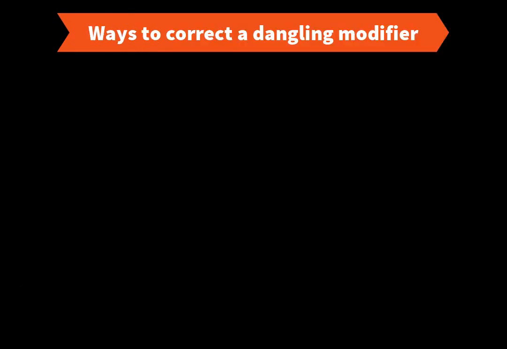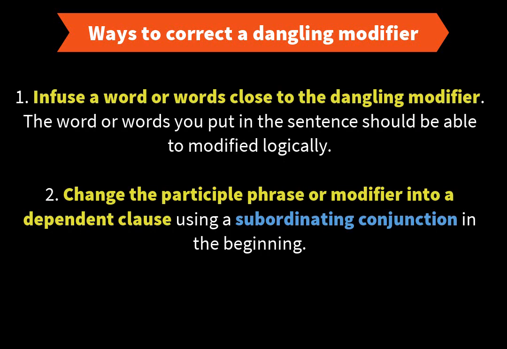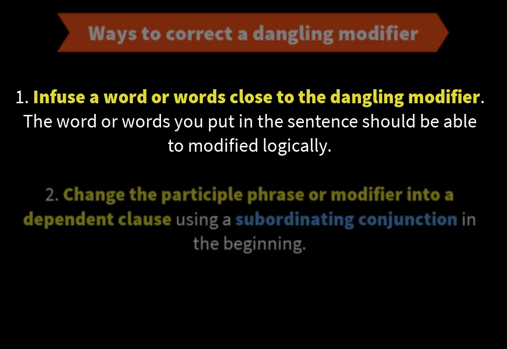Now, let me tell you how to correct a sentence that has a dangling modifier. So there are two ways to correct it. Number one, you guys have to infuse a word or words close to the modifier that the modifier can logically modify.